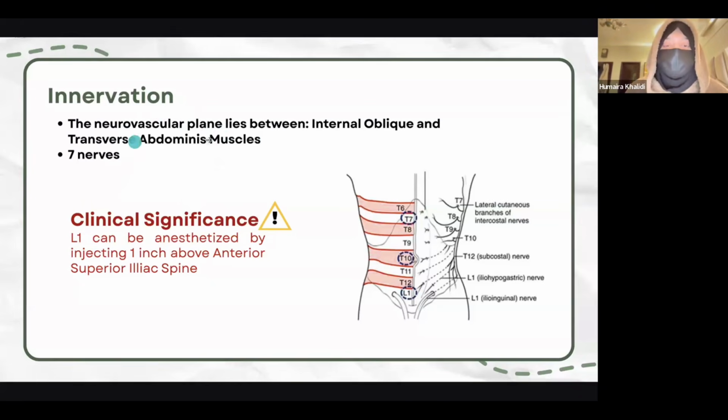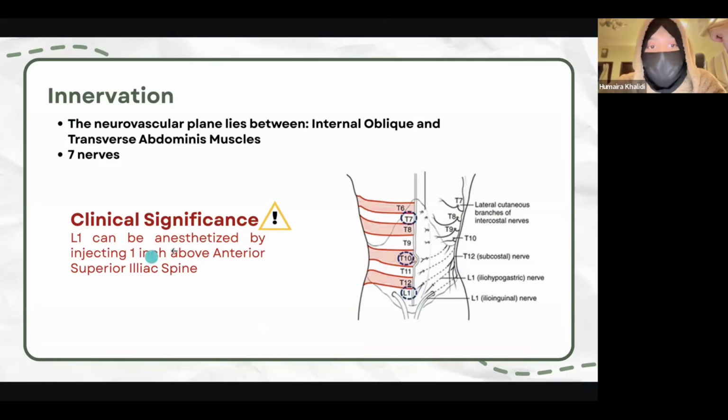You have 7 nerves, which are easy to remember. You're not going to have to remember different nerves. The 7 nerves are the 7 lower thoracic nerves, the remaining half of the thoracic nerves. So it's going to be T6, T7, T8, T9, T10, T11, T12, L1. Wait, T7, T8, T9, T10, T11, T12, L1. How did it become 7? Yeah, it's 7. Okay, fine. That's fine.